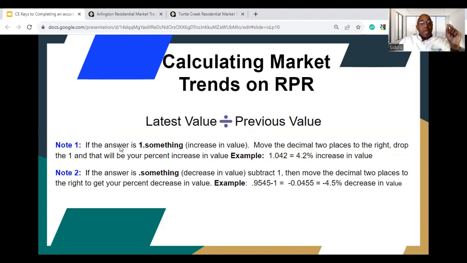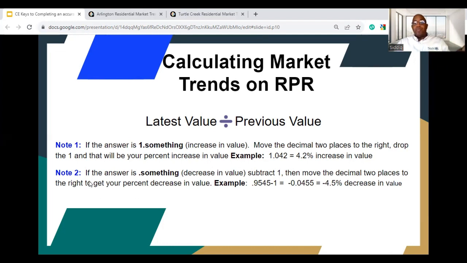Note one, if the answer is 1 point something, that means that the values in that time period have increased. Move the decimal 2 places to the right, drop the 1, and that will be your percent increase in value. Example, you put the numbers inside the calculator, latest value divided by previous value, you get 1.042, move the decimal 2 places to the right, 4.2% increase in value over that time period.